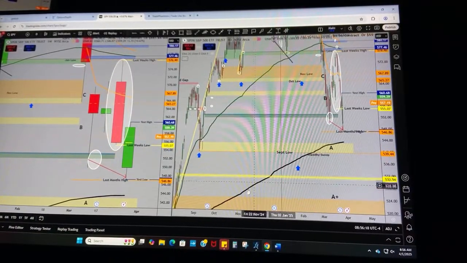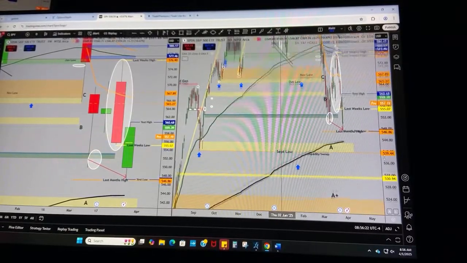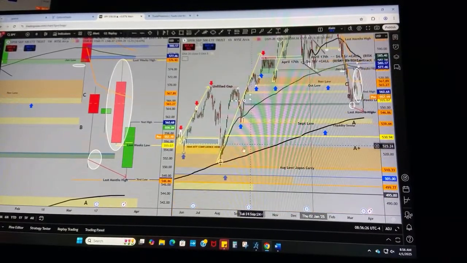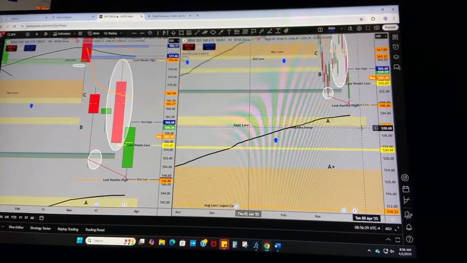We also have this yearly VWAP here on SPY that is from last year, I should say. So we're rebalancing all from last year. We've got some levels down in here.